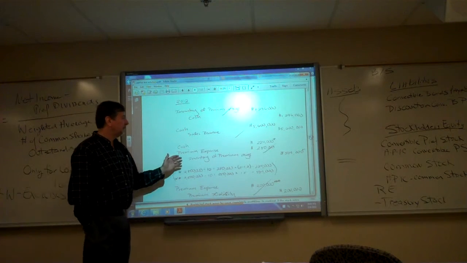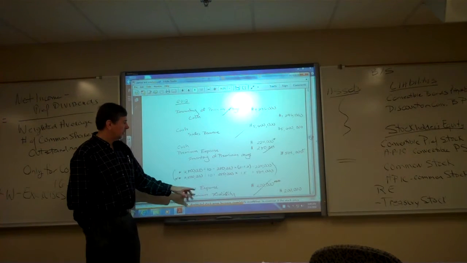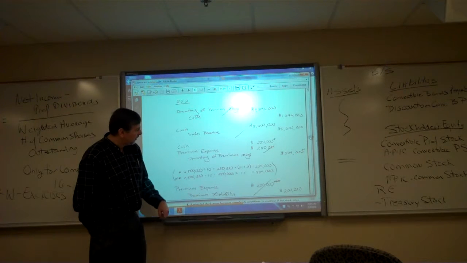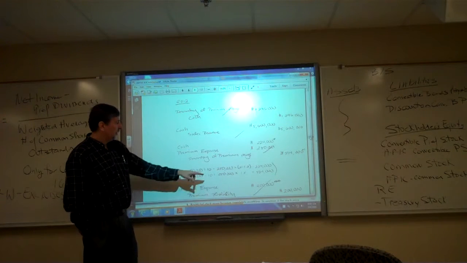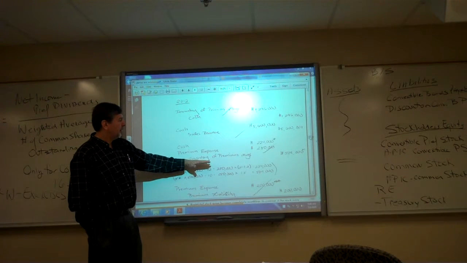And then the premium expense is going to be the difference between what the inventory cost us. The inventory cost us $1.50 or $1.80, whatever that is. 280 times $1.80 is 504. And so we take that out of our inventory, and that's our premium expense.